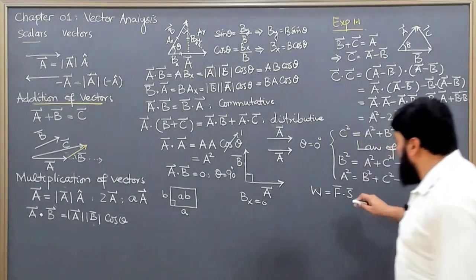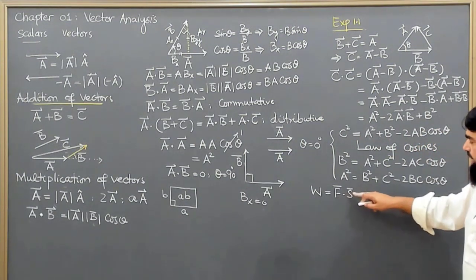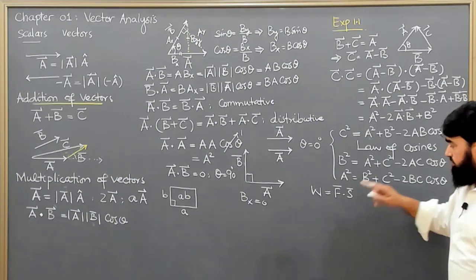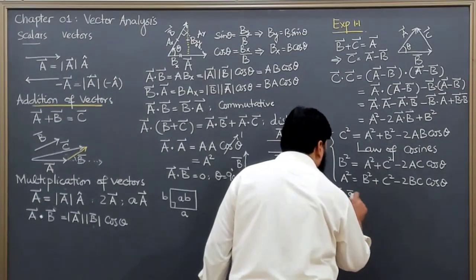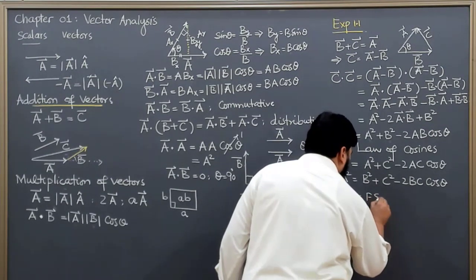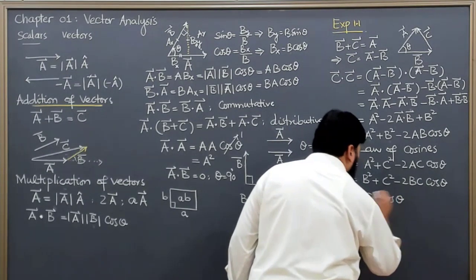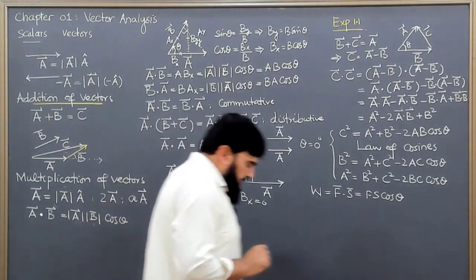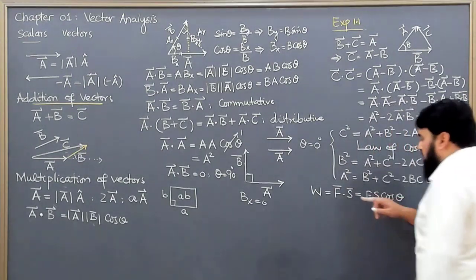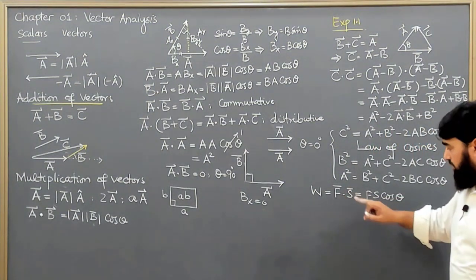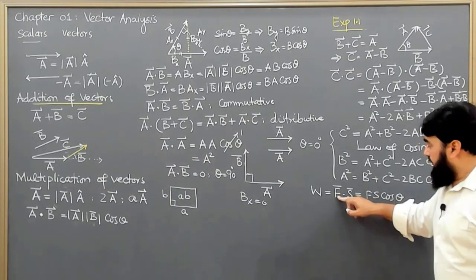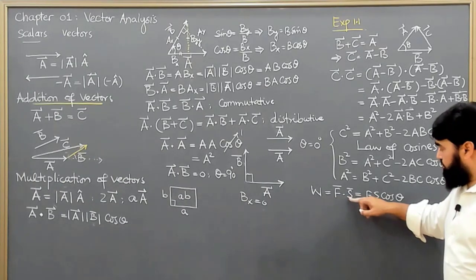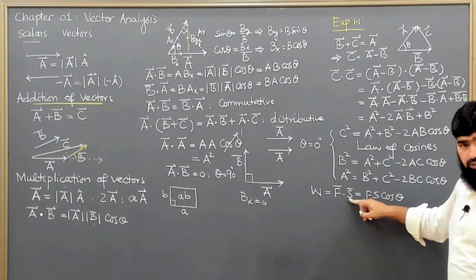Work is force multiplied with the displacement, a dot product. So this is equal to F and S and cos of the angle between the two. Now why have we written a dot product here? Because I apply force, and this force then causes movement along S.